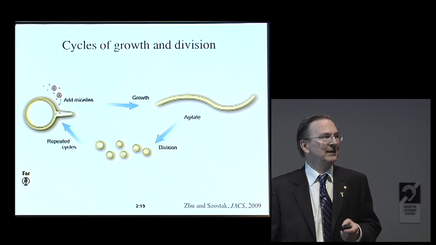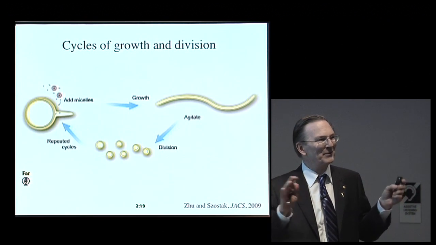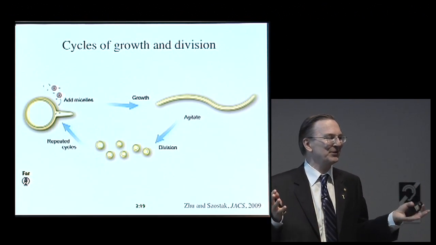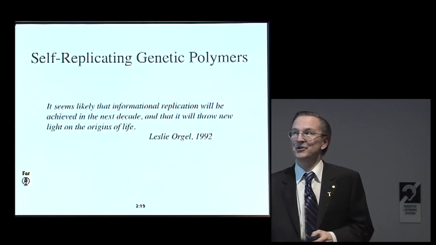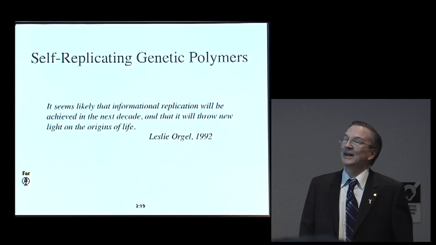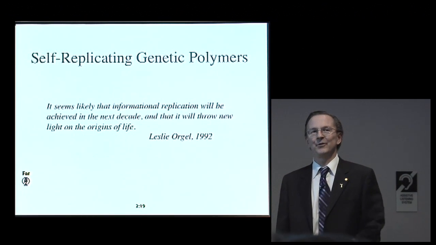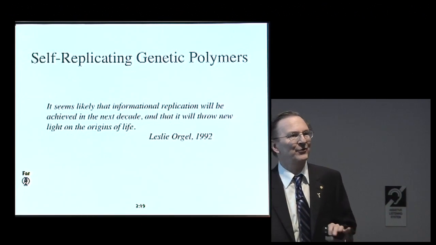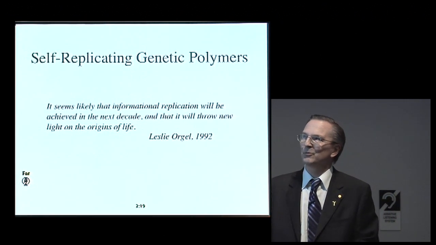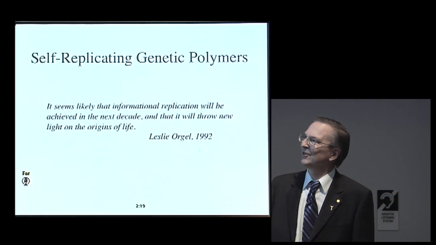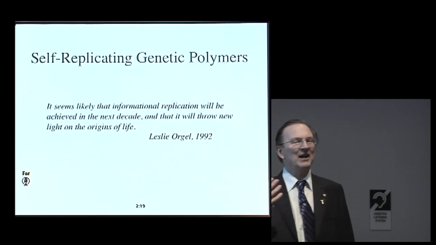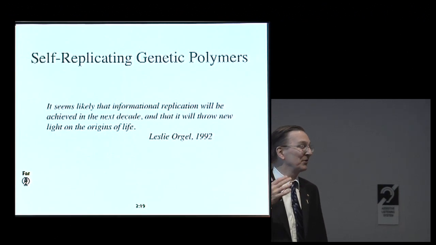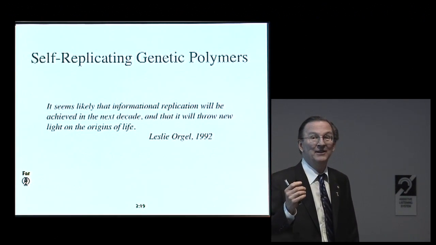Okay, so it's all very nice to have the membrane problem taken care of, but you still need to have genetic information to carry out the transmission of information from generation to generation. And so how could that go on? So this is a problem that has a long history. Leslie Orgel worked on this problem for decades. Almost 20 years ago, he made this statement in a review. I think the problem is not solved yet.